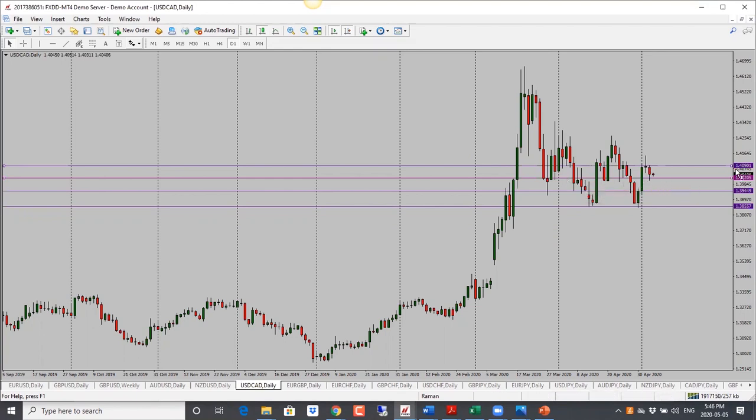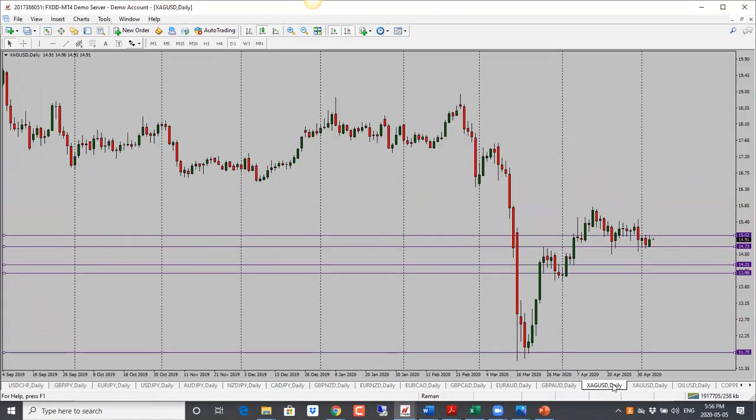Now keep in mind, price is into resistance. So if it doesn't go through 1.400, we could see it turn around. But for now, bias is bearish. Next target here is 1.3950 and then 1.3850. So bias is bearish here for dollar CAD.